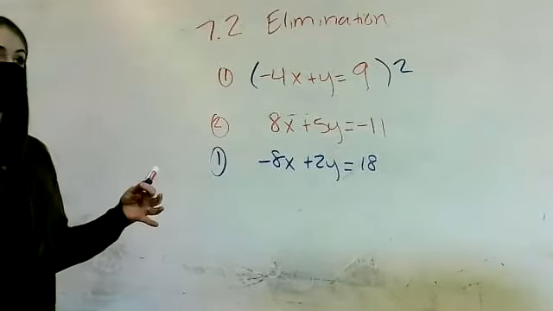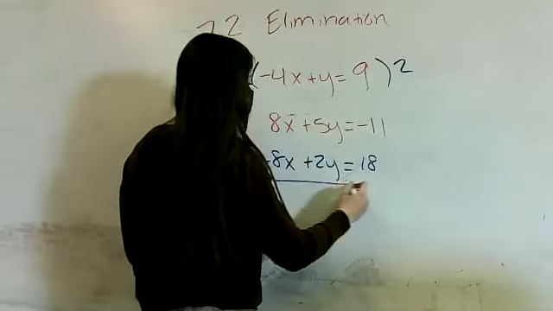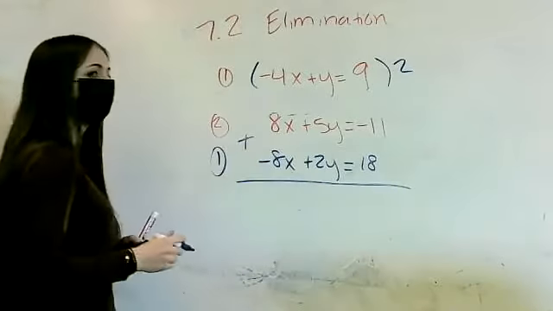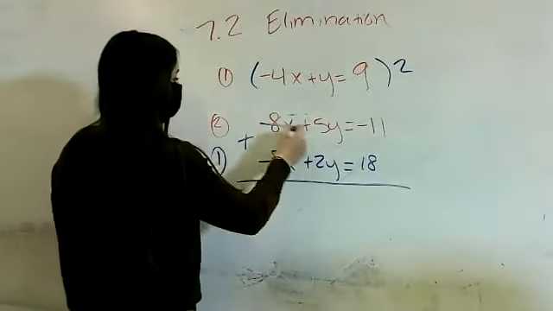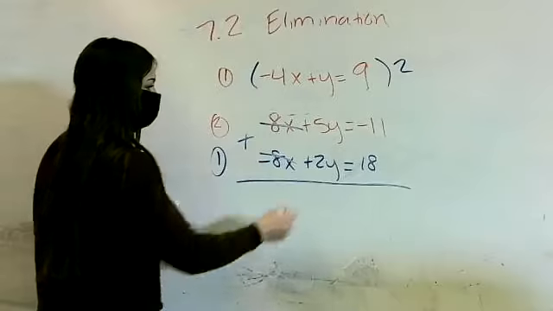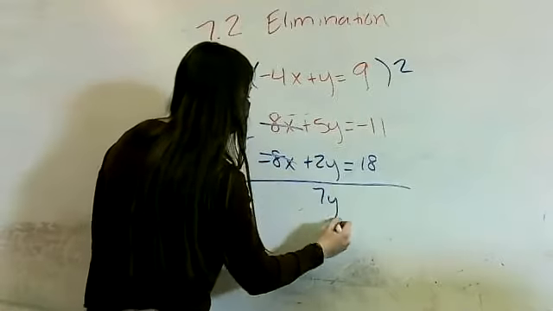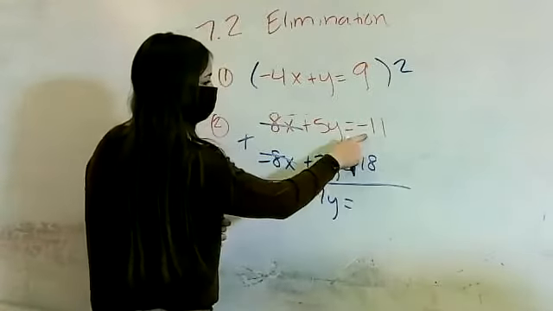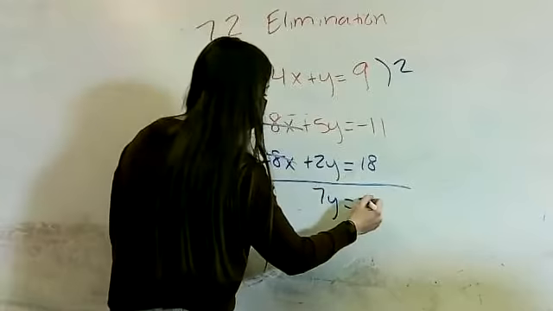Now I'm set up for elimination. I can throw my addition sign in and start canceling. 8x and negative 8x cancel. 5y plus 2y equals 7y. Negative 11 plus 18 is 7.